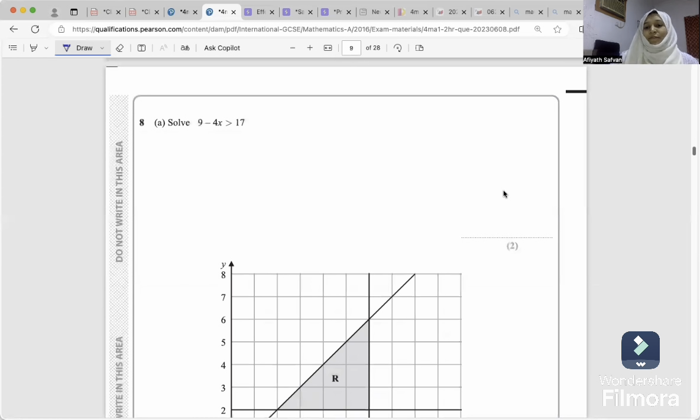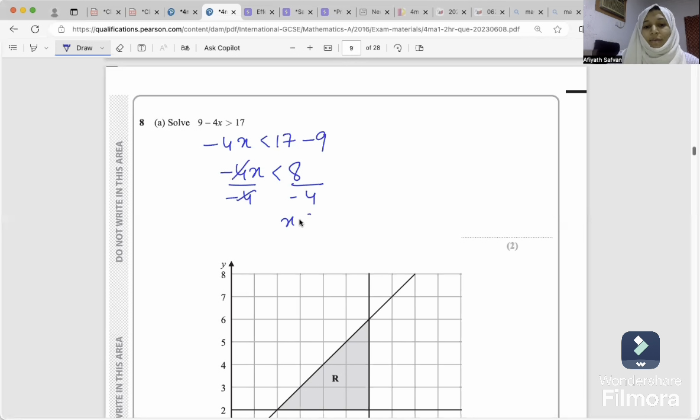Question number 8, we just have to solve this inequality. So I can say that minus 4x is less than 17 minus 9, which is going to be 8. Dividing by minus 4 on both of the sides so that I can get the value of x, which is going to be minus 2. So x is less than minus 2.